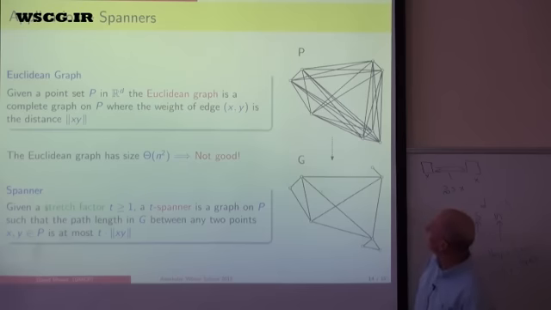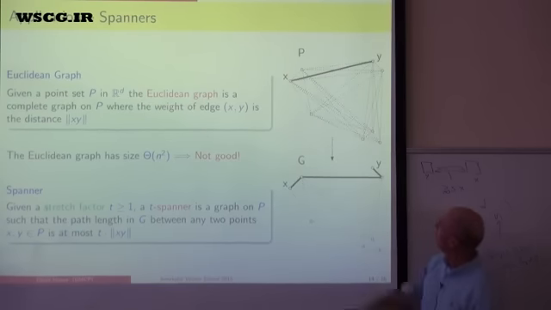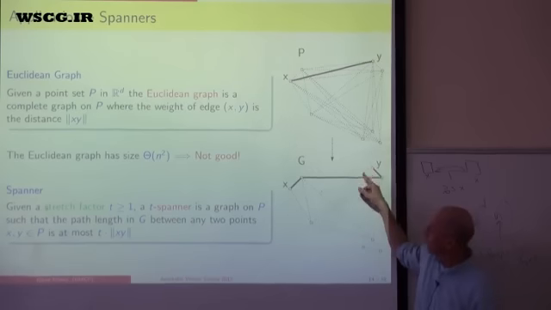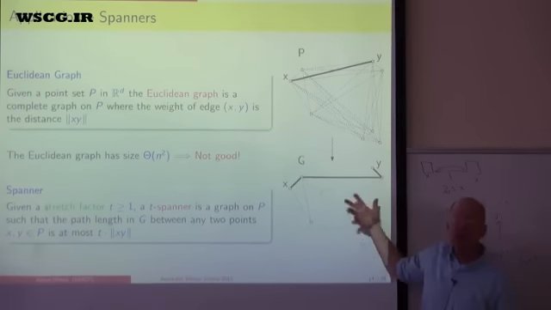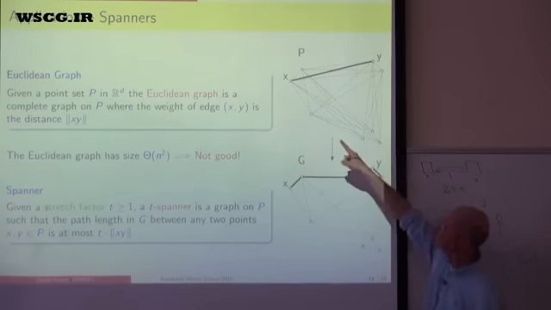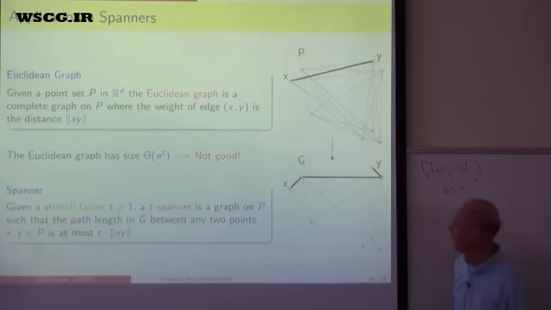So in this example, let's say I pick 2 points, like this point and this point. There is an edge between them of a certain length, right? And there's also a path in the graph G. And I would like the graph G to have enough edges that the length of this path should be about the same as the length of the Euclidean edge, right?